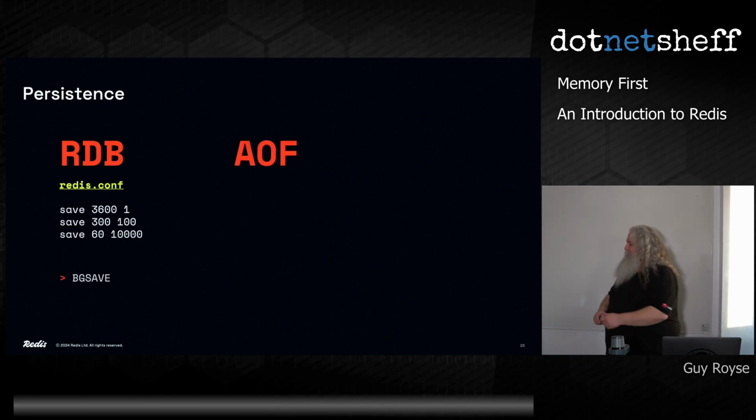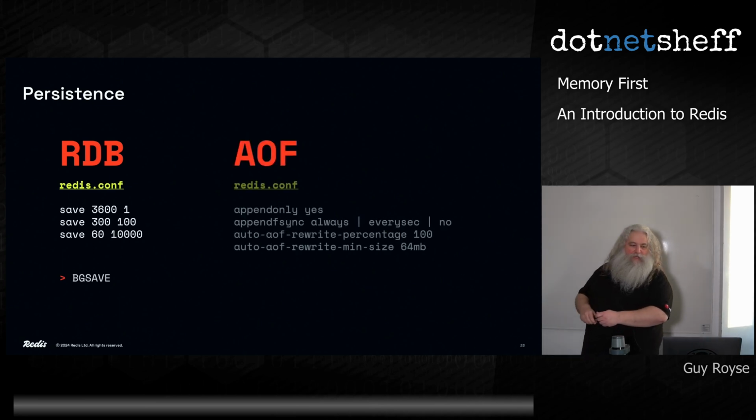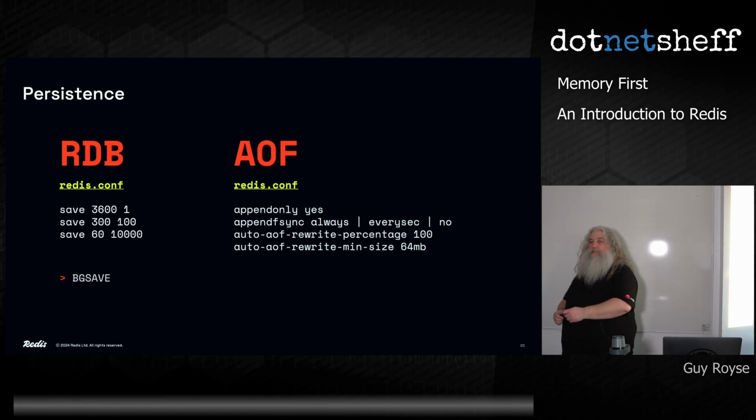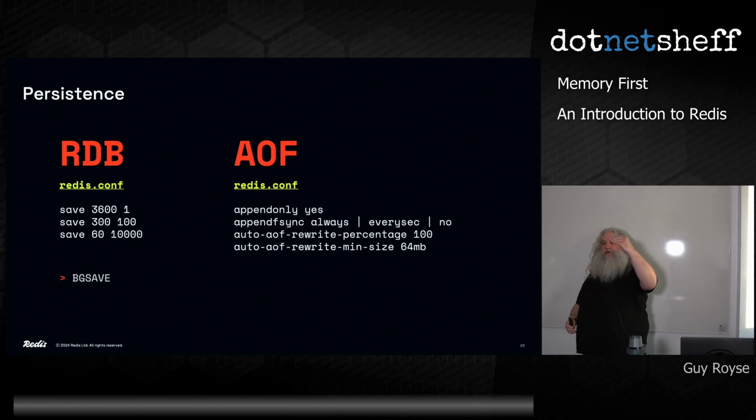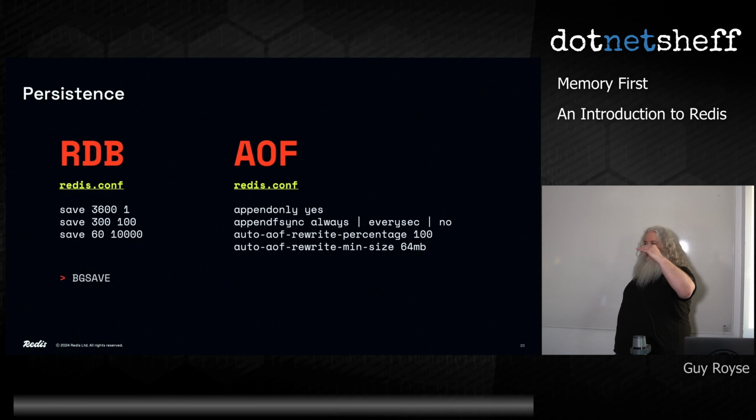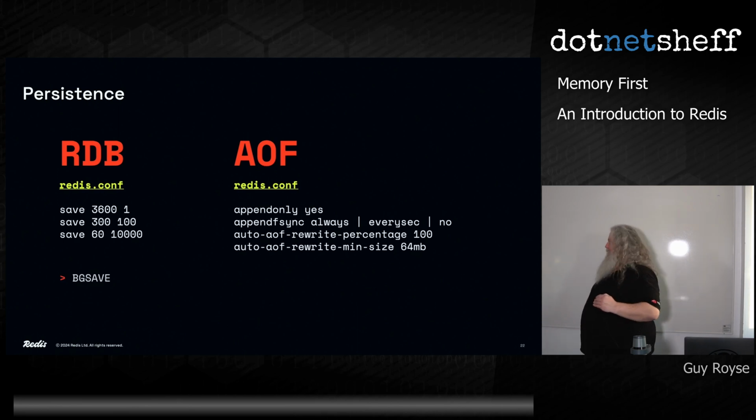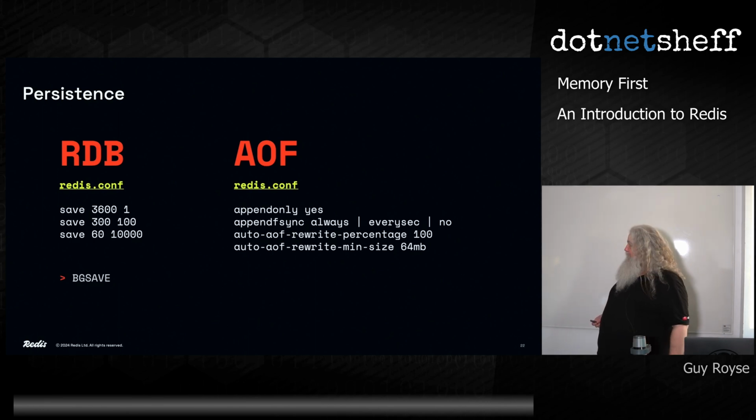The other option is an append-only file. The append-only file has to be turned on. It's not on by default. And what it does is it just appends all the commands that you send to Redis that would modify the state of Redis. And then you get a big log of all the things you've changed over time. And then when you spin Redis up, it replays them. And it will write these commands out to disk periodically.